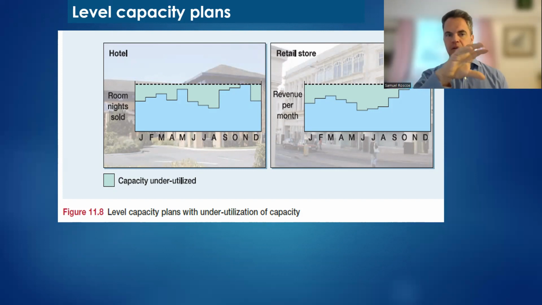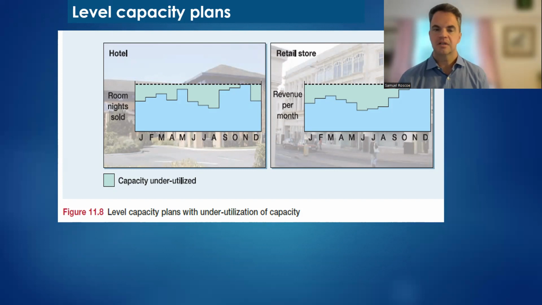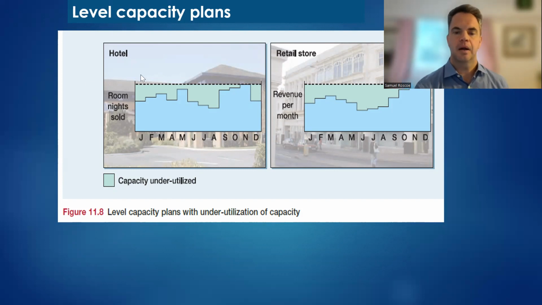And we would base all of our hiring decisions on that peak of demand because we don't want to underserve our customers. So that means that in a lot of instances, we're going to be underutilizing those workers. We're going to have a lot of workers sitting around for a lot of months, except for November.